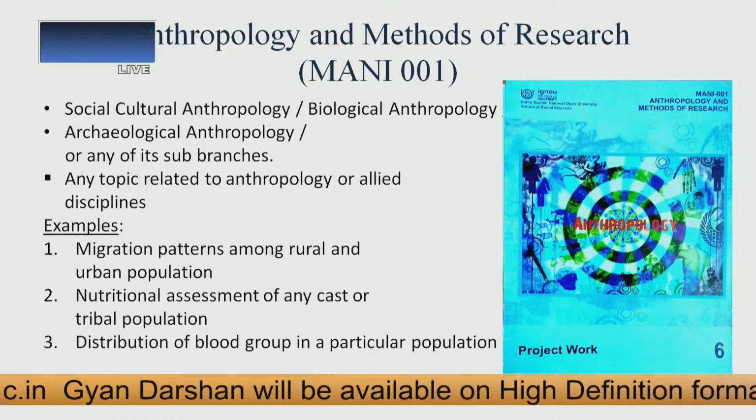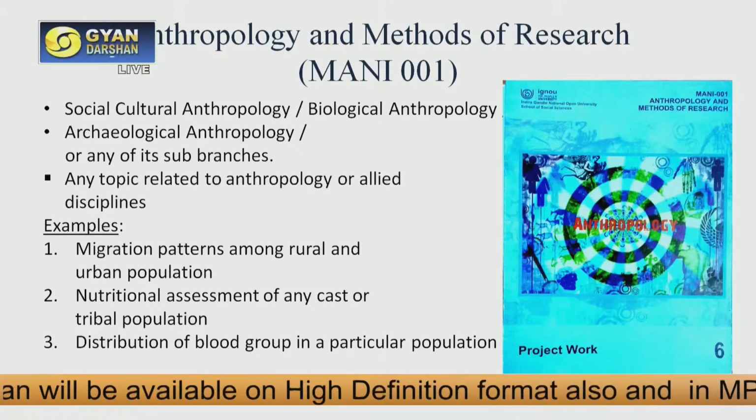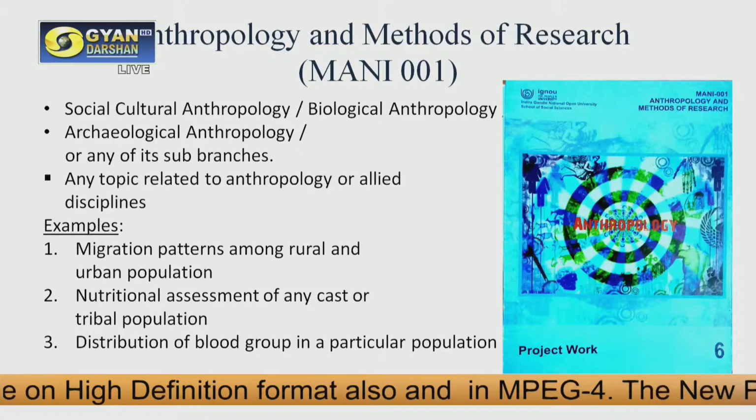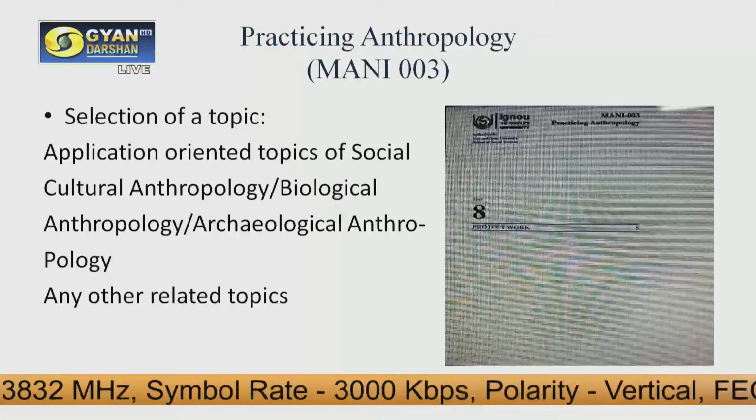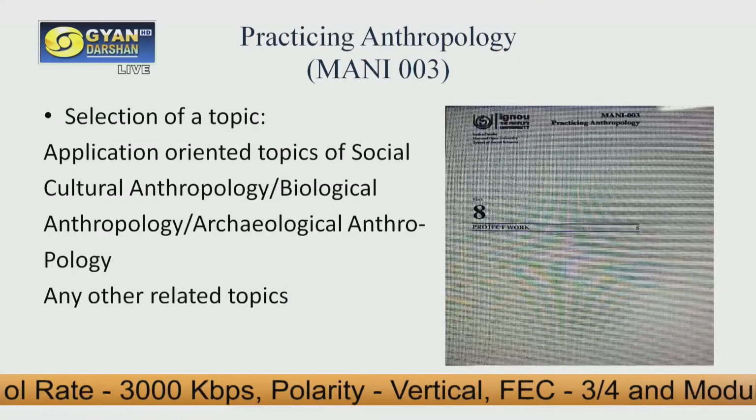And the next example is distribution of blood group in a particular population. So go to a particular population, collect blood samples, analyze those blood samples for the ABO system or RH system and present it as a report. Because this is the first course, the intention of introducing a project component in the first course is to introduce the learners to the research aspect.